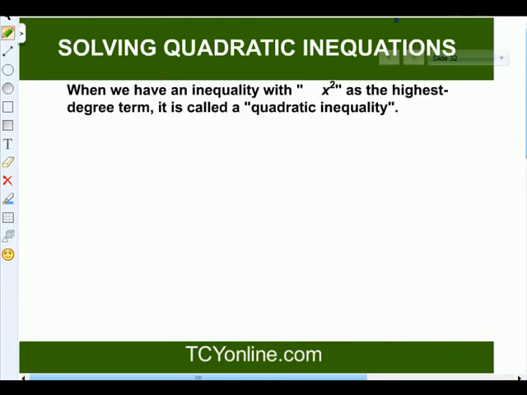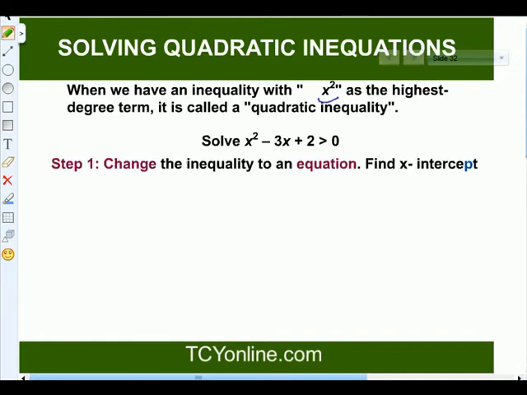Inequations. Whenever we have an inequality with x to the power of 2 as the highest degree term, it is called a quadratic inequality. For example, we have x squared minus 3x plus 2 greater than 0. Now the very first step over here is to put it equal to 0, that is, make it into an equation and then solve for it. So we simply get x is equal to 1 or 2.